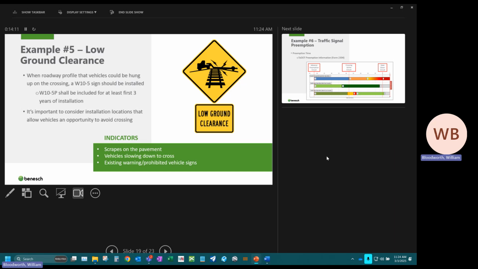So, and the big thing here is that you want to install these where it gives the vehicle an opportunity to turn around. So if it's only at the crossing and there's nowhere for a truck to go other than across, like we haven't improved the safety at all. So sometimes that means going half a mile down the road where there's an option for that vehicle to make a safe decision and turn around. So just a note there.